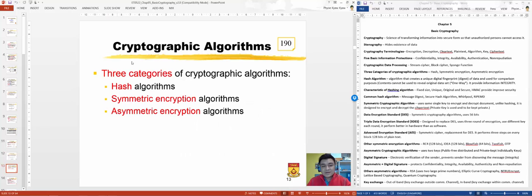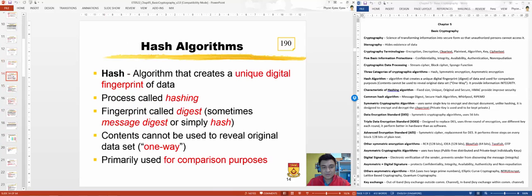Okay, let's talk about the cryptographic algorithms. There are three categories. Take note. One is using hashing or hash algorithms. Next, symmetric encryption algorithm and asymmetric encryption algorithm. Please take note of the three categories. Okay, so shall we start off with the hash algorithm?